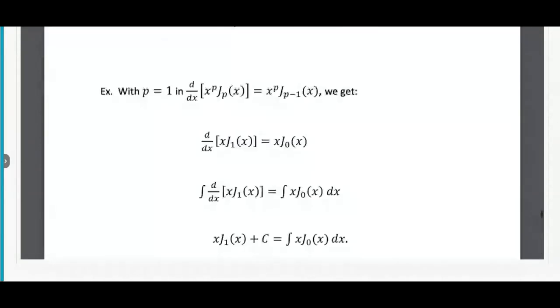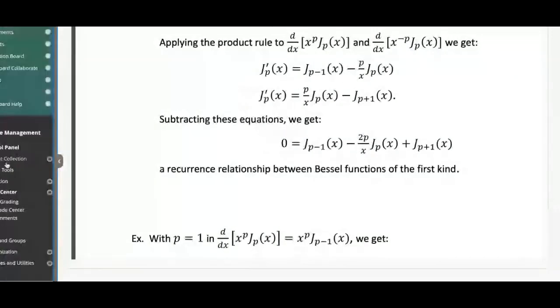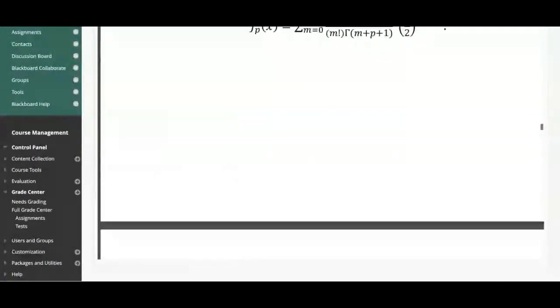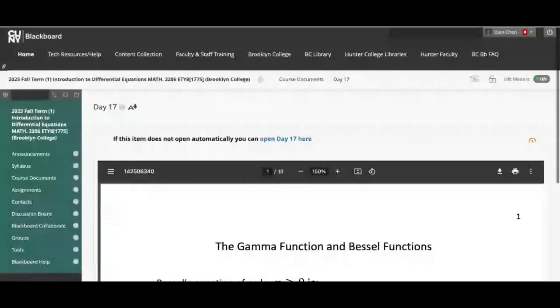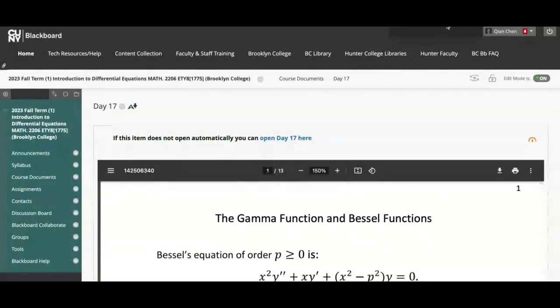Okay, there are examples. You go through them yourself. So this is gamma and Bessel. Anyone has any questions? This is 17.